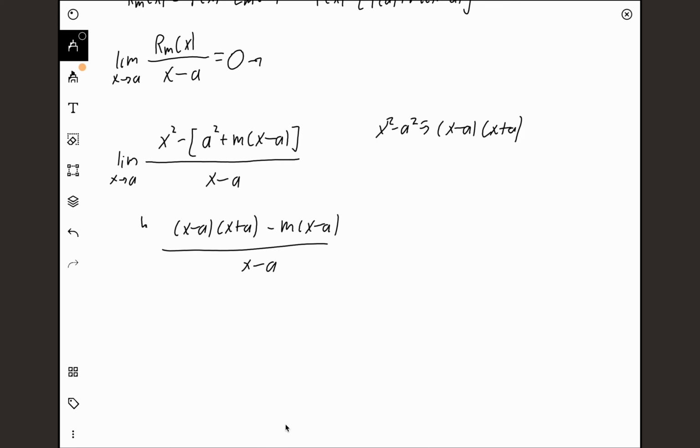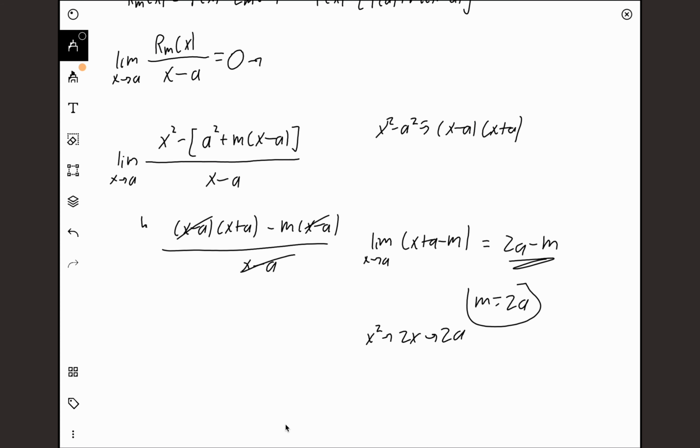And basically, what I will get at the end, this cancels, this cancels, this cancels. I'll get the limit as x approaches a of x plus a minus m. When x approaches a, this will obviously be 2a minus m. This is our limit. And this limit will equal 0 only if m equals 2a, which in fact is the derivative of the function x squared. The derivative of x squared is 2x, and at the point a, this derivative just evaluates to 2a. So this is our value m.